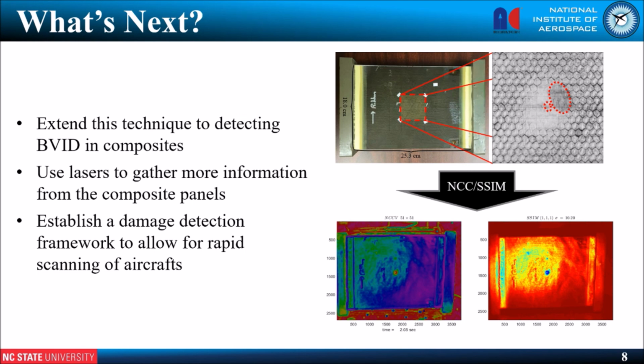Using normalized cross-correlation and structural similarity, heat maps like those in the bottom right can be produced to detect damage. Hopefully, this technique can be extended to rapidly scan much larger areas, potentially including entire aircrafts.